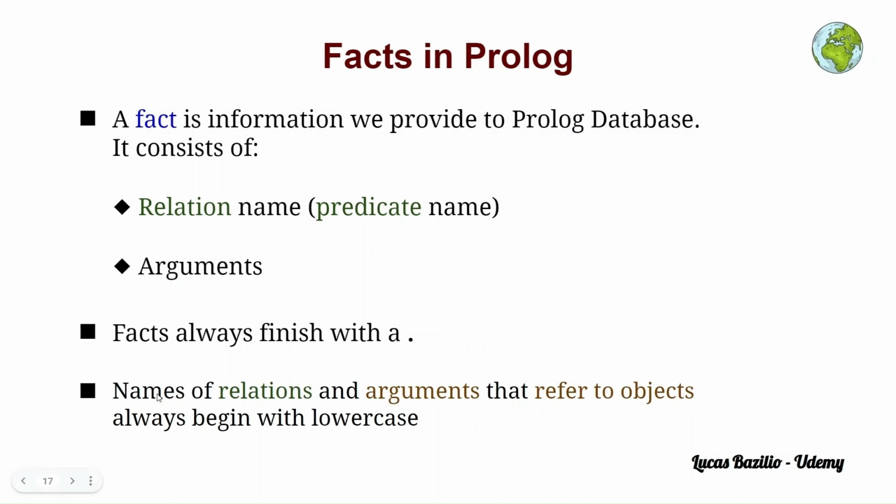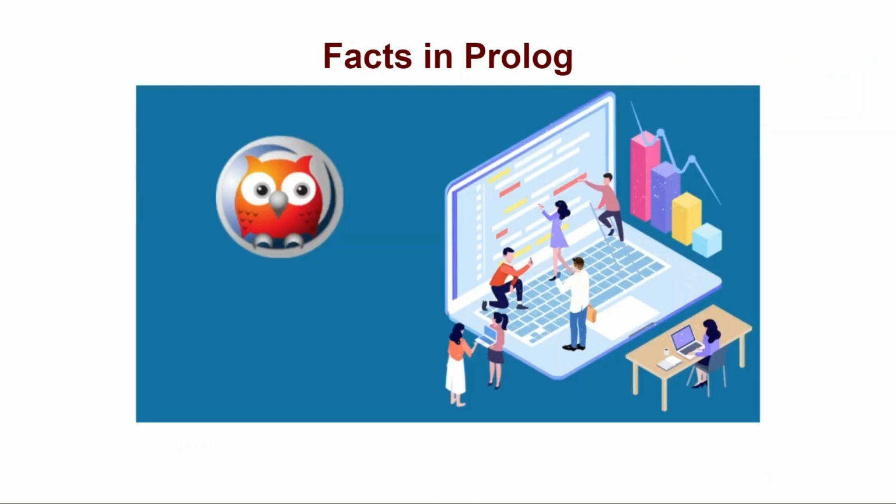Finally, in Prolog, the names of the relations and also the names of the arguments that refer to objects always begin with lowercase. Very well, with this we end this introduction lecture to facts in Prolog.